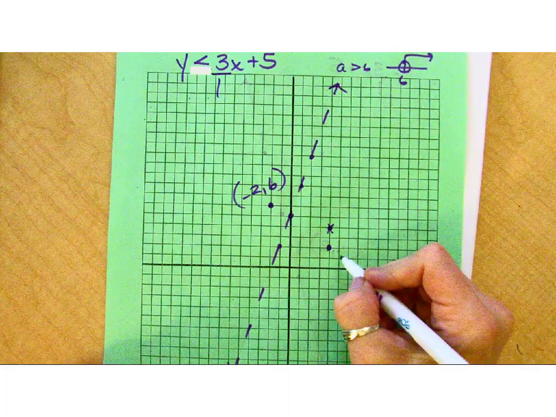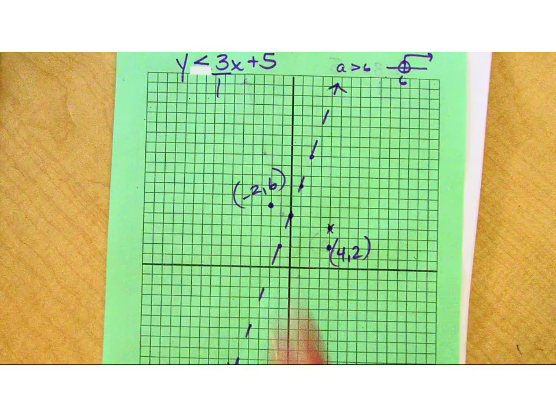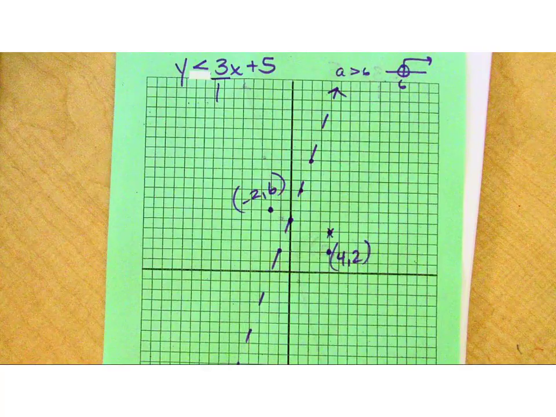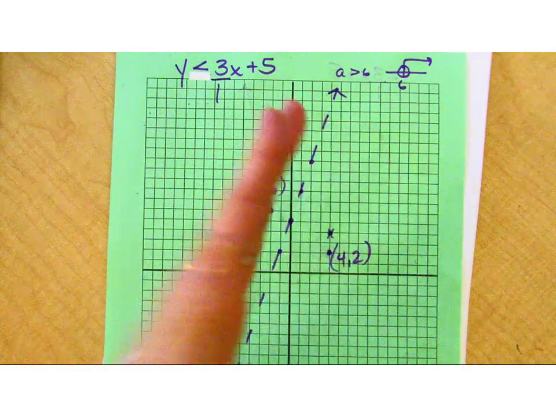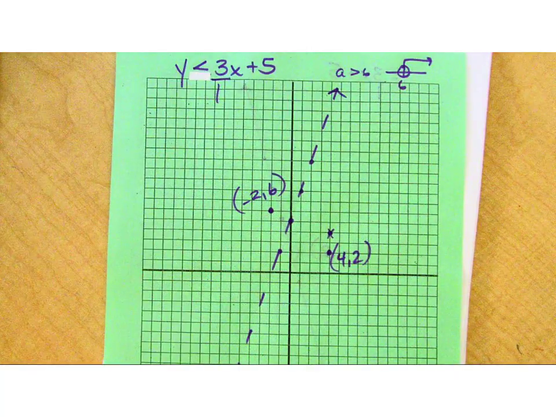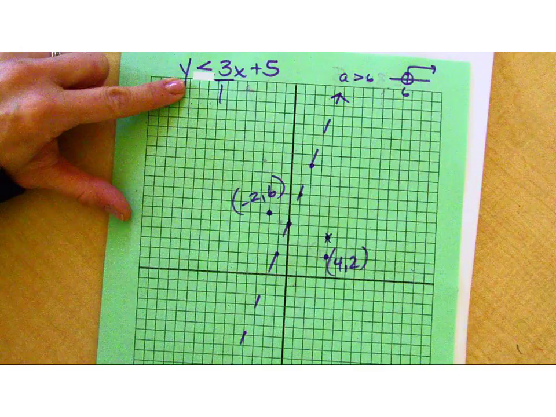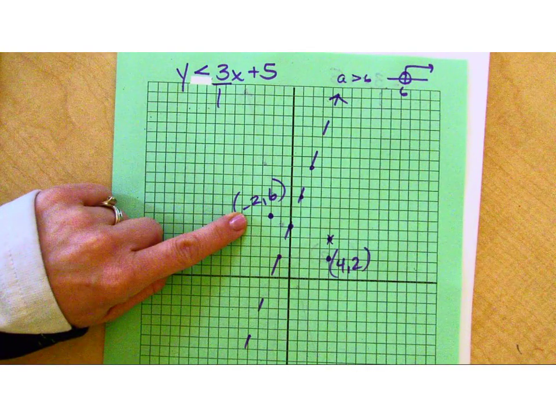So right now what I'm asking you is, which one of these points do you think is going to be the part that I shade? Which area do you think is less than this line? I know this is the line. Is this less than the line, or is this less than the line? Let's figure it out with some math. So let's take this inequality and let's plug in -2, 6.